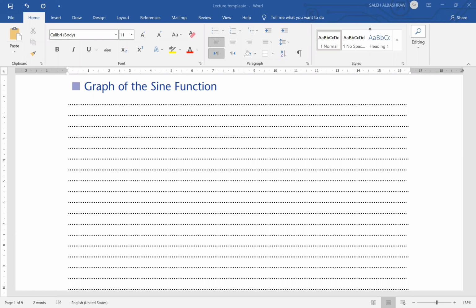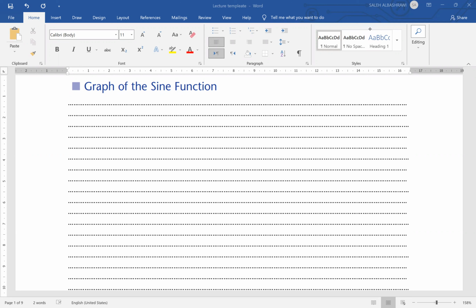In this topic, we are going to discuss how to graph the sine function. We know that the sine function is one of the trigonometric functions. We have 6 trigonometric functions. They are sine, cosine, tangent, cotangent, secant, and cosecant. We'll start with graphing the sine function.